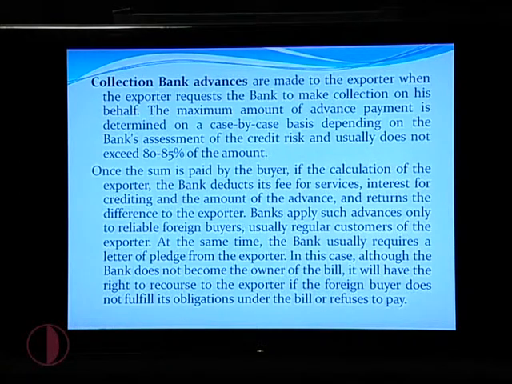At the same time, the bank usually requires a letter of pledge from the exporter. In this case, although the bank does not become the owner of the bill, it will have the right of recourse to the exporter if the foreign buyer does not fulfill its obligations under the bill or refuses to pay.